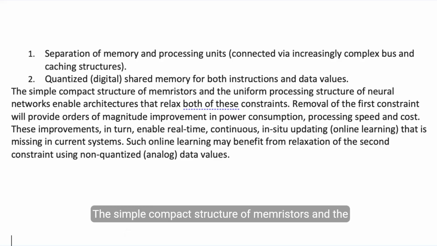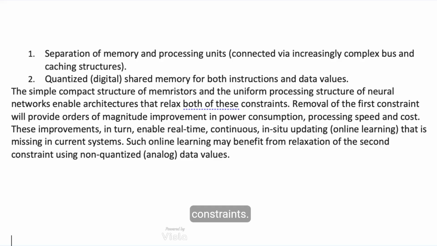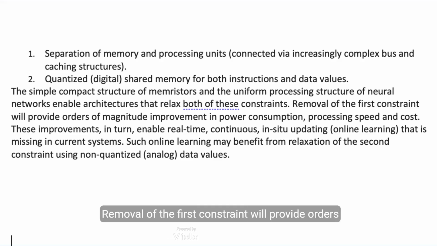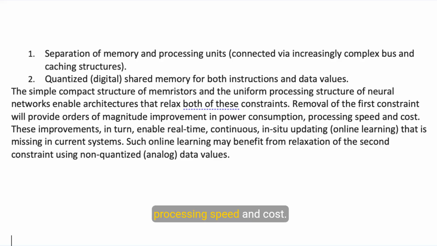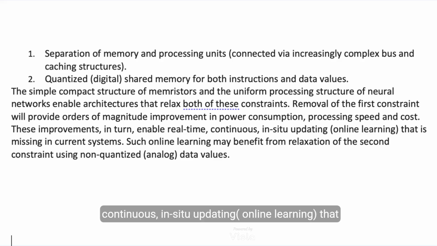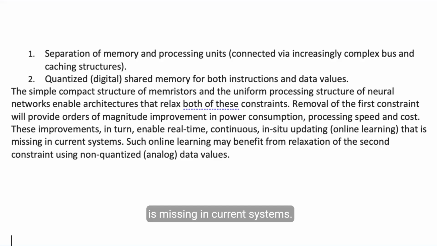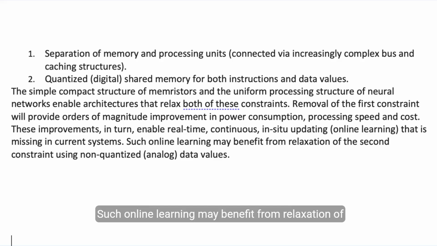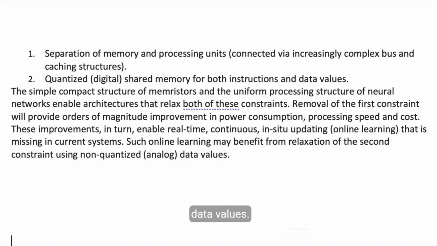The simple compact structure of memristors and the uniform processing structure of neural networks enable architectures that relax both of these constraints. Removal of the first constraint will provide orders of magnitude improvement in power consumption, processing speed, and cost. These improvements, in turn, enable real-time, continuous, in-situ updating, online learning that is missing in current systems. Such online learning may benefit from relaxation of the second constraint using non-quantized analog data values.